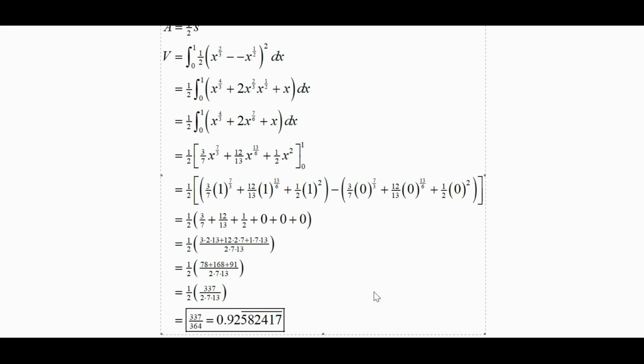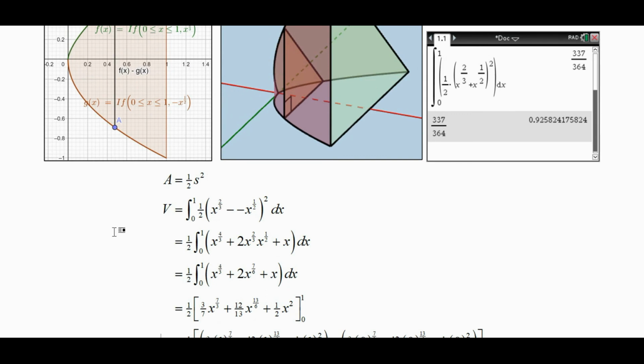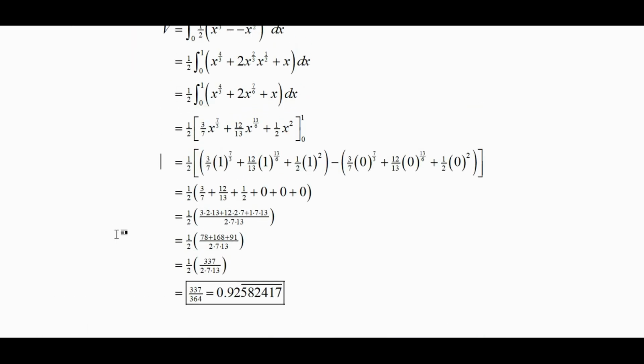And I think that this has a 6-digit repeating pattern in the decimal, 0.92582417 with the 582417 repeating. I think that is correct. It's certainly at least the right approximation if it's not exactly correct. Okay. So hopefully that gives you some practice and examples for looking at problems of these types where the cross sections are some known value.